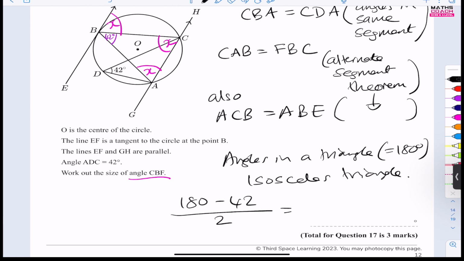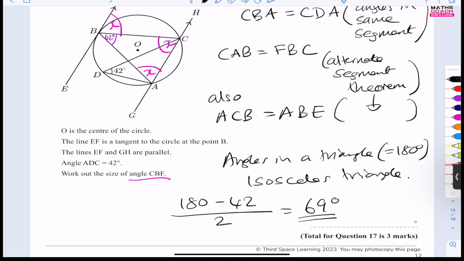So what's 180 take away 42 divided by 2? That gives us 69 degrees. So x is equal to 69 degrees, and therefore the angle CBF is also equal to 69 degrees. So that's your final answer.